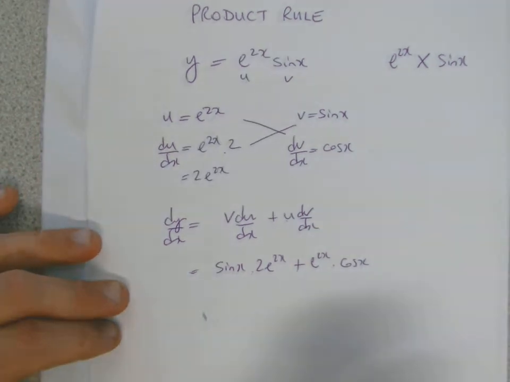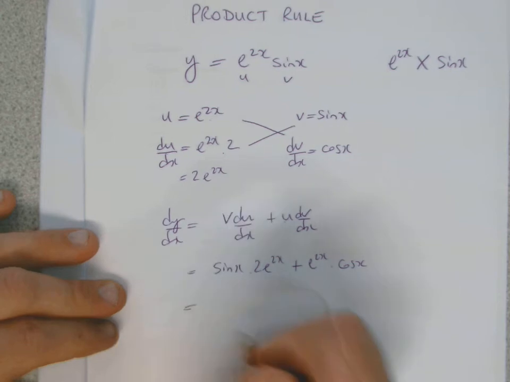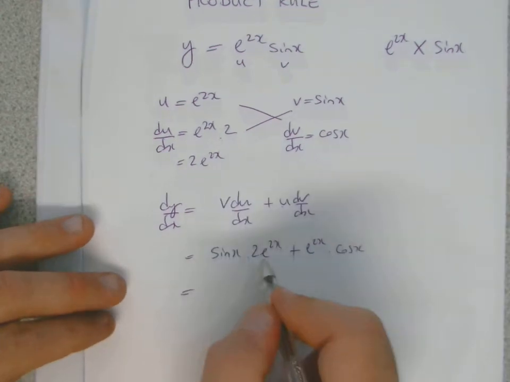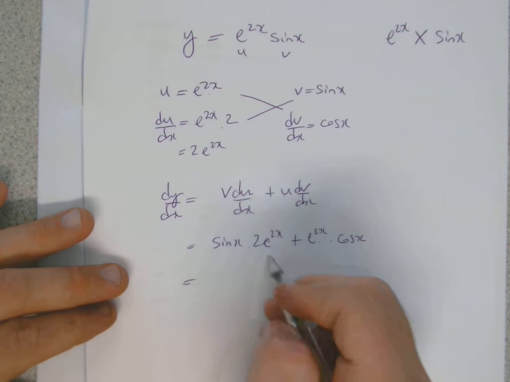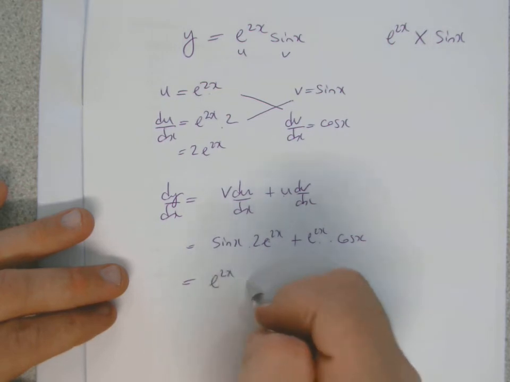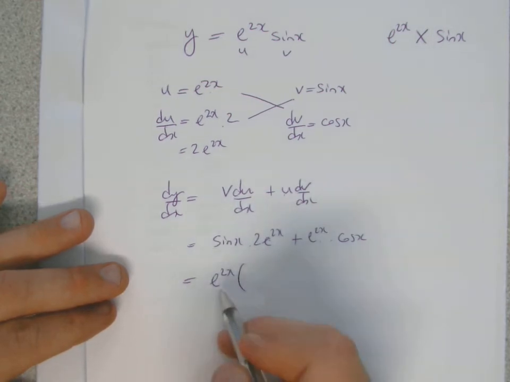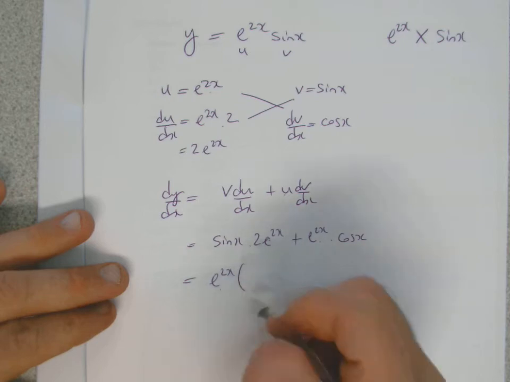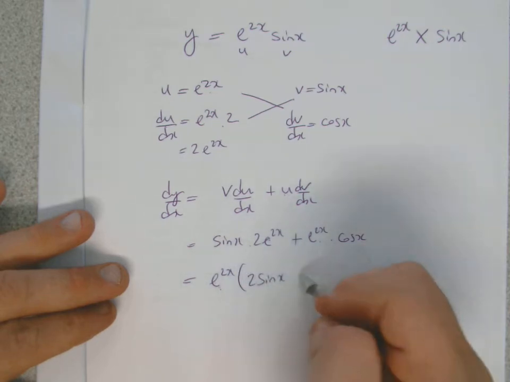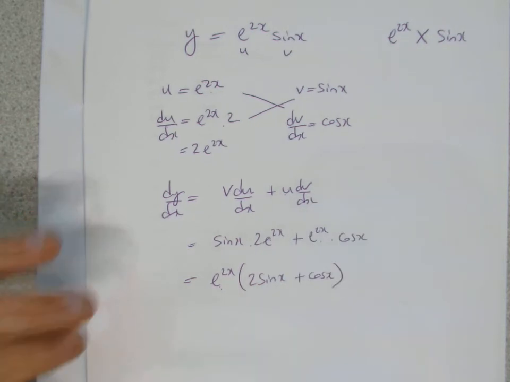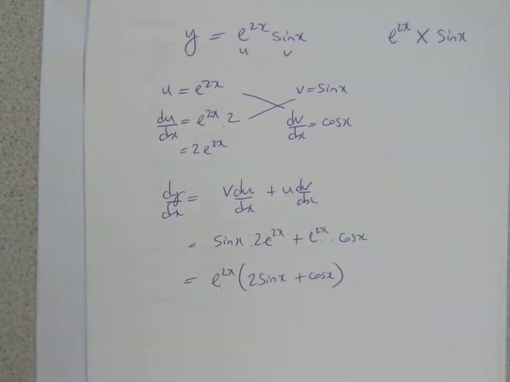So then to finish off, we can factorize here, couldn't we? Just to simplify this, make it look a bit better. We've got e to the 2x common in both terms, so we can take out e to the 2x, have a bracket, and then ask, what do we times by e to the 2x to get this? That'll be 2 sine x. What do we times by e to the 2x to get this? That'll be cos x. And we've got a nice answer using the product rule.